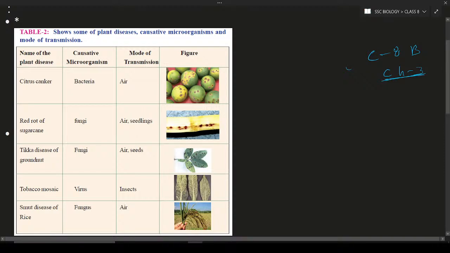We have already discussed what is meant by microorganism. Microorganisms are organisms that are microscopic in nature and not visible to the naked eye. Here, the table is going to describe different types of microorganisms.